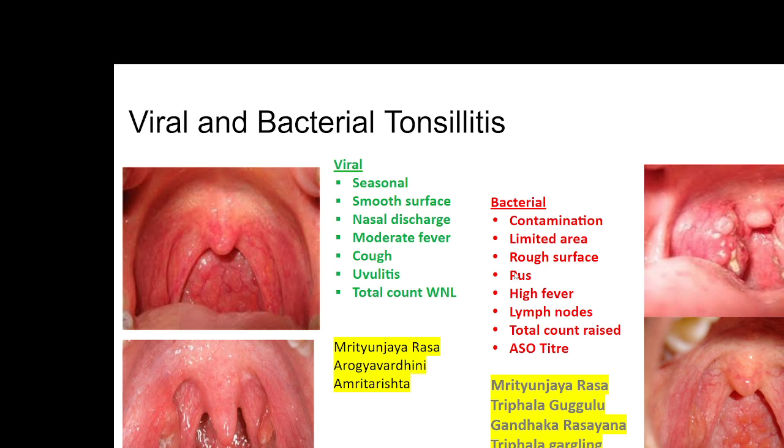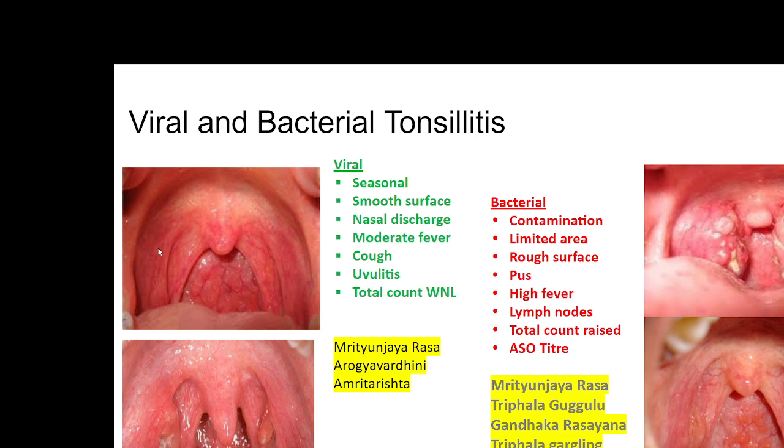But bacterial tonsillitis is the other way, where there could be a history of contamination. The majority of these conditions would be due to consumption of some inflamed irritant substances, mainly junk food and so on. The area of inflammation is clearly limited. When you look at the throat, you can make out that the tonsils, either on a single side or maybe both sides, have very clearly demarcated inflammation.